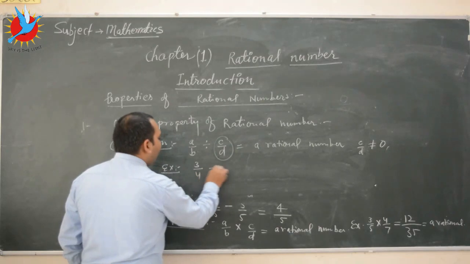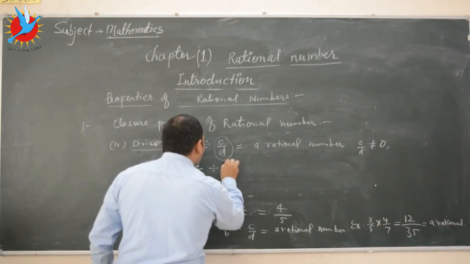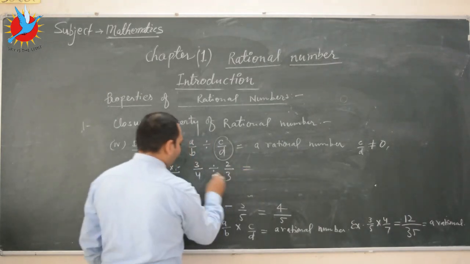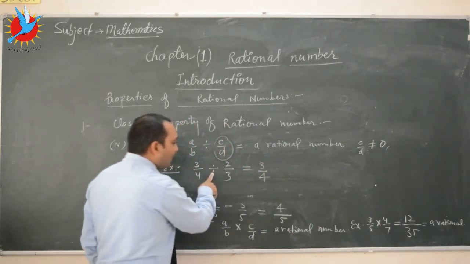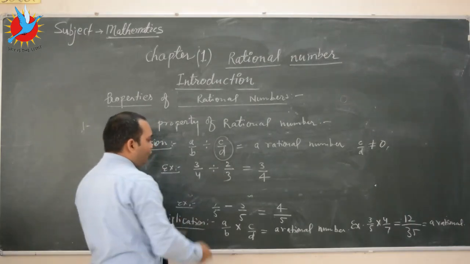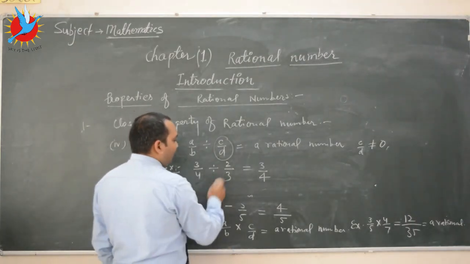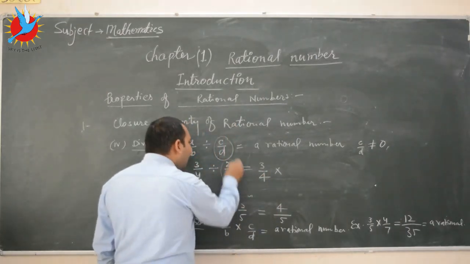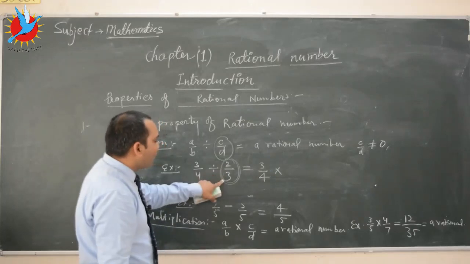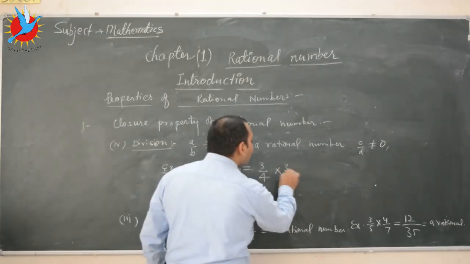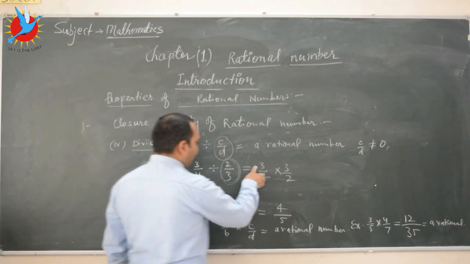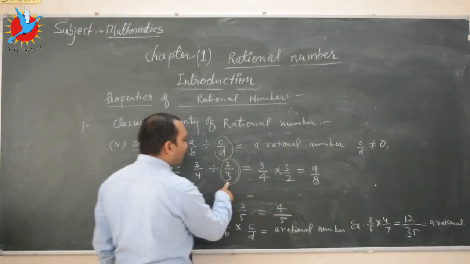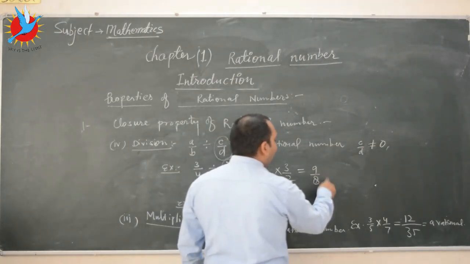For example, 3 by 4 divided by 2 by 3. When we divide two rational numbers or two fractions, we convert the divide into multiply, and then we take the reciprocal. It means 2 upon 3 will be 3 upon 2. So 3 3s are 9 and 4 2s are 8. So when we divide two rational numbers, the result will be a rational number.